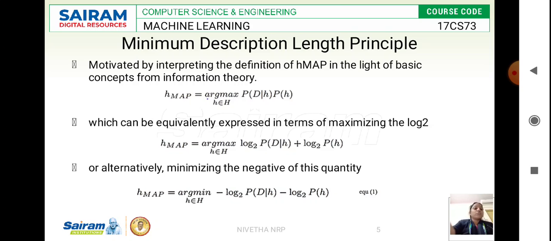This is in terms of maximizing. You are introducing the logarithmic value in the maximizing concept, so it's the same thing. If you introduce it with the minimizing concept, we introduce the same logarithmic value with a negative sign. So HMAP is equal to argmin over H belonging to capital H of minus log base 2 probability of D given H minus log base 2 probability of H.